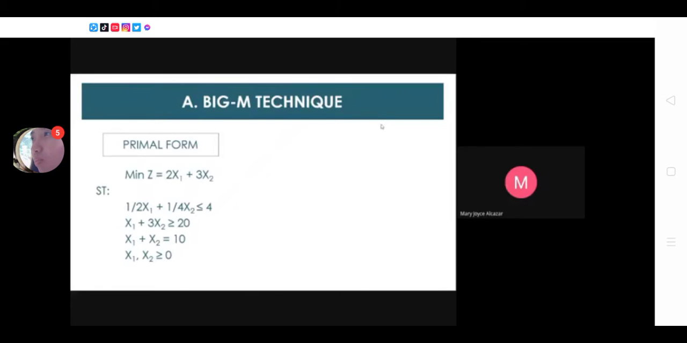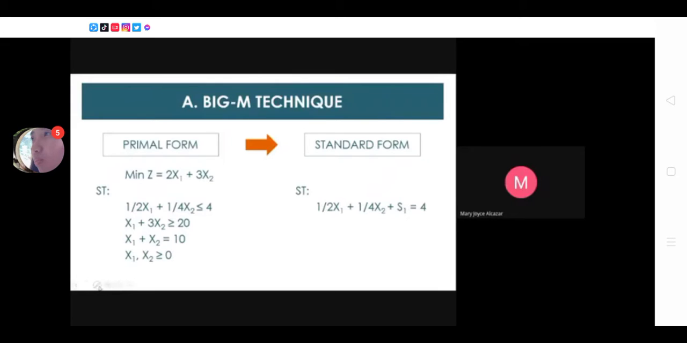So here is the primal form for example number 7, or for the Orange by Bevco. We have to convert these equations into standard form. Same as in the simplex method, we have to deal with this one by one. So for the first constraint, 1/2 x1 + 1/4 x2 ≤ 4, its standard form becomes 1/2 x1 + 1/4 x2 + s1 = 4.